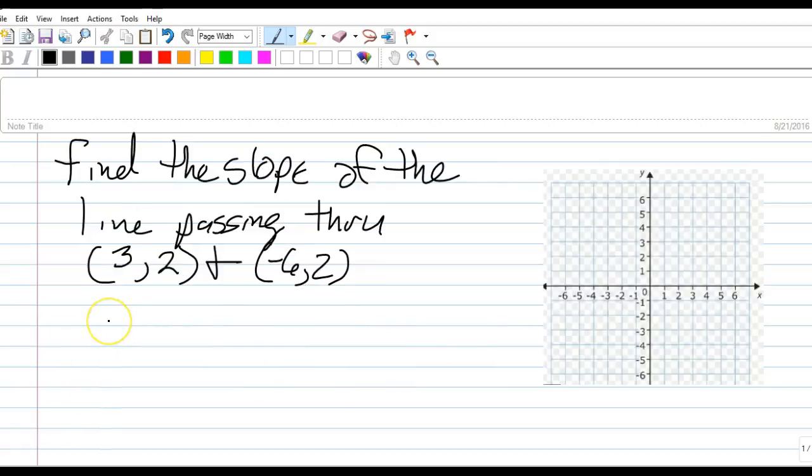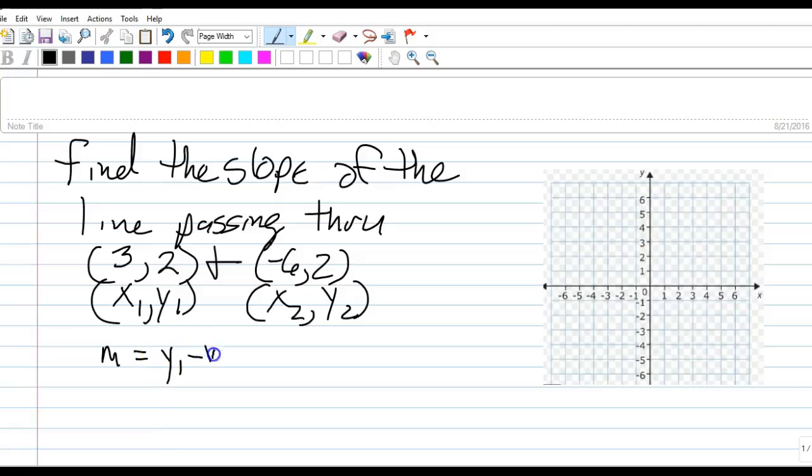We're still working with slope. This time we find the slope of the line passing through the ordered pair 3, 2, and -6, 2. Again, I'm going to designate one of the ordered pairs as being x1, y1, and the other ordered pair as being x2, y2. And using my formula, the slope is equal to the vertical change over the horizontal change, so that's y1 minus y2, all over x1 minus x2.